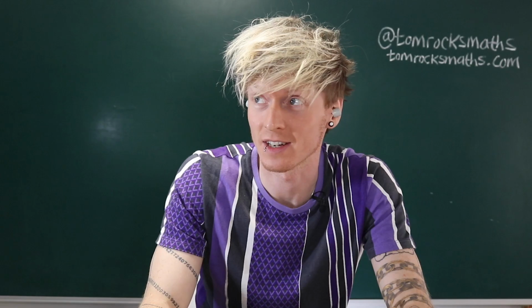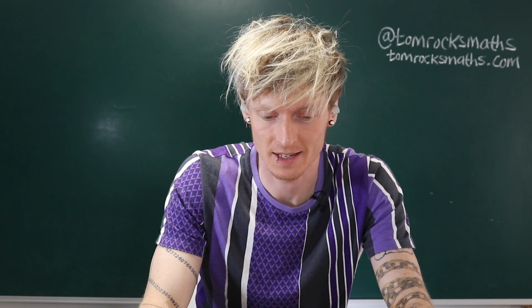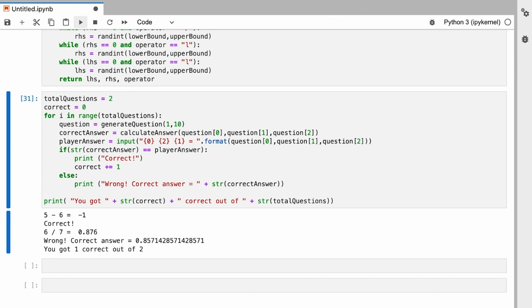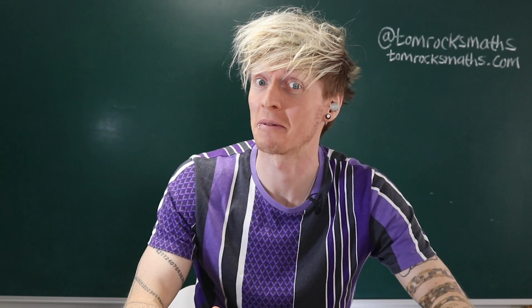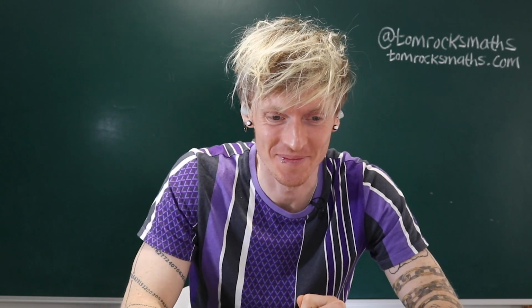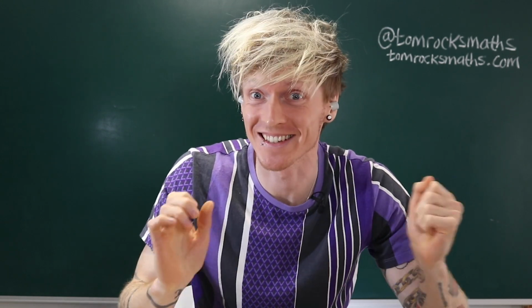6 divided by 7. I do not know the decimal expansion of that, so I'm going to get this wrong. 0.876. Wrong. Correct answer 0.857. Wasn't far off. You got 1 correct out of 2. Woo! Okay, brilliant. Okay, so we're getting scores.